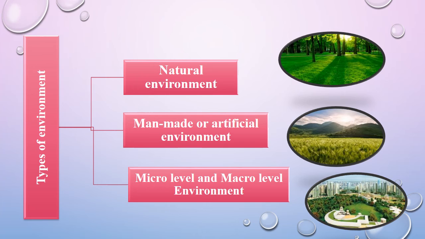Second is man-made or artificial environment. Man-made or artificial environment is regularly modified by man as per his need. The man-made or artificial environment includes technology, transportation, housing, agricultural implements, channelization of various energy resources like hydro and thermal, and industrial revolutions, etc.